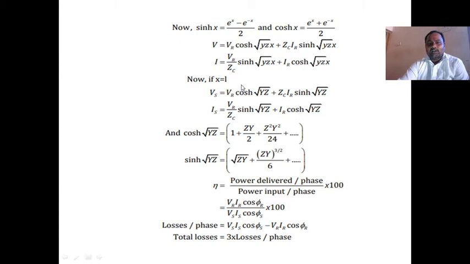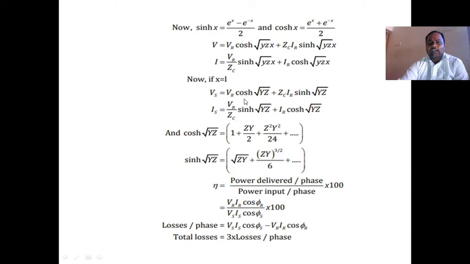What about the constant A? Constant A is equal to cosh(√yz·l). Constant D is equal to cosh(√yz·l). So constant A is equal to constant D; the circuit is symmetrical. And what about the constant B? Constant B is equal to Zc sinh(√yz·l). Constant C is equal to (1/Zc) sinh(√yz·l). These are the ABCD constants.